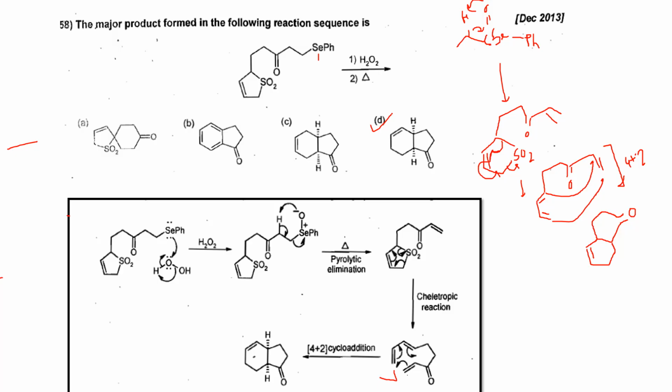Understood, right? First one is selenium oxidation, which undergoes a 1-2 elimination or syn elimination type of reaction. After that, a cheletropic reaction where Ac2 gets eliminated from the system in presence of heat. And lastly is a Diels-Alder reaction.